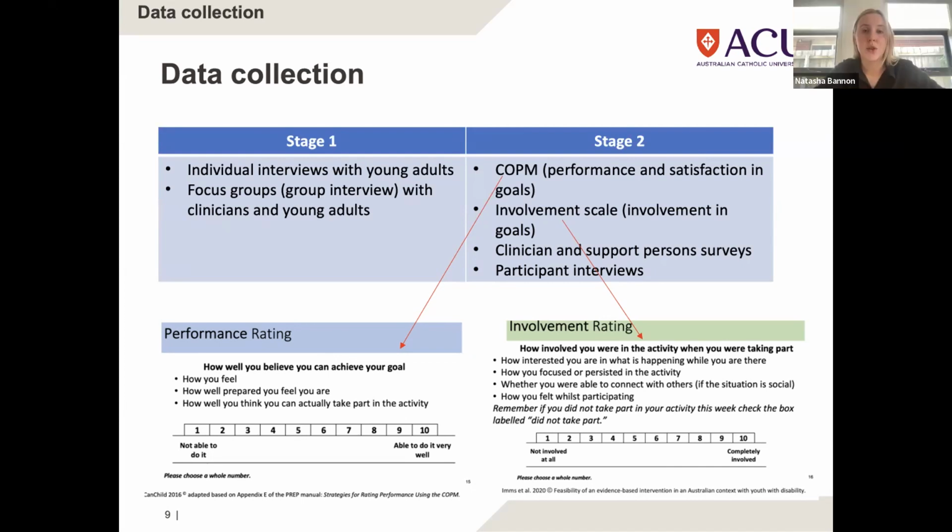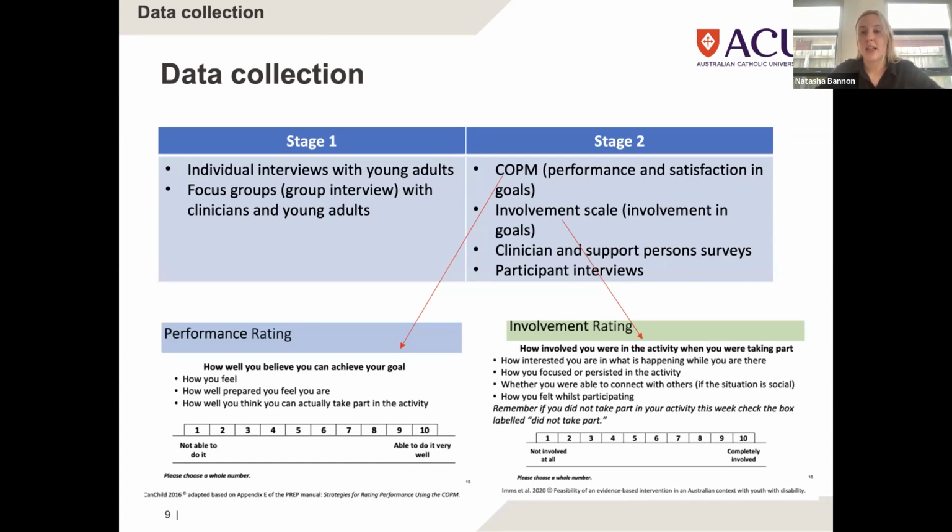So within stage 2, there were 3 main ways in which we collected our data. Firstly, we had participant progress and outcome rating scales. These included a Cobham performance scale and a more study-specific involvement scale, which were both collected twice weekly throughout PrEP. And then we also had the Cobham with satisfaction with performance scale, which was collected at the start and then at the end of each 4-week stage. And these work to form our quantitative, or numbered, results, which we will talk to in a minute.